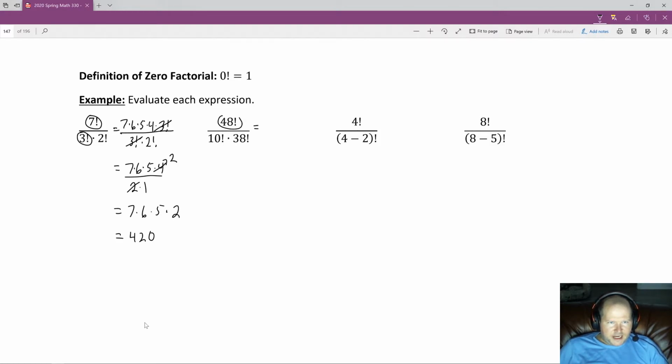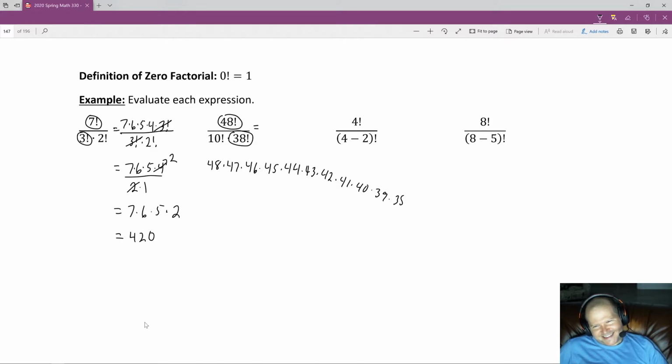We're going to expand 48 factorial until it will cancel out with the larger of 10 factorial and 38 factorial, which the larger one is 38 factorial. So we would have 48 times 47 times 46 times 45 times 44 times 43 times 42 times 41 times 40 times 39 times 38. This is a calculator problem. I did not leave nearly enough room for this problem. Wow. And then we're going to put that over 10 factorial and 38 factorial.